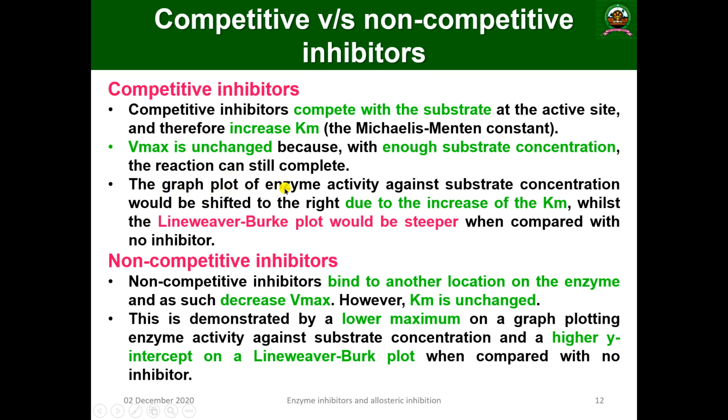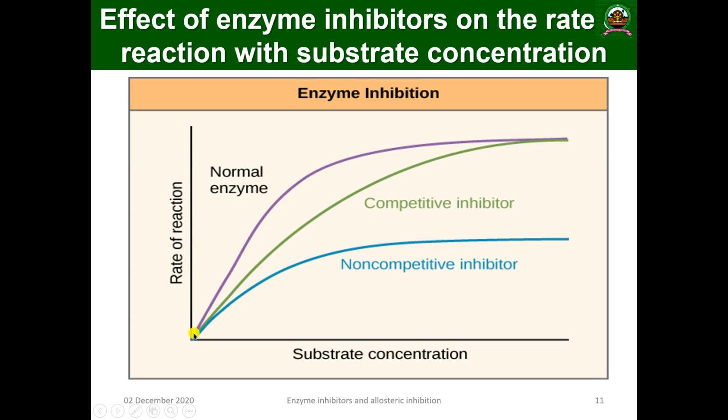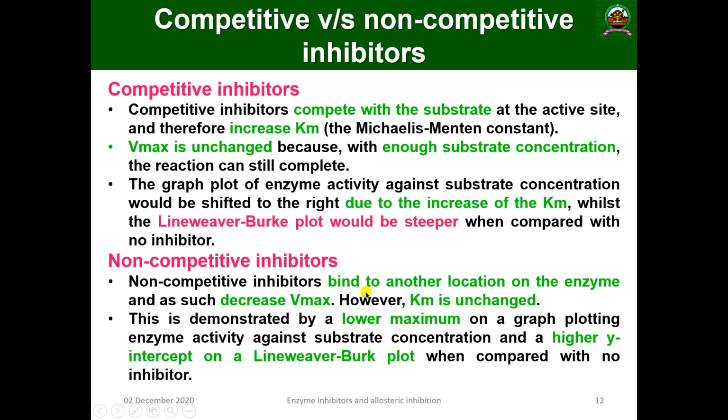The graph plotting enzyme activity against substrate concentration will be shifted to the right due to the increase in Km, while the Lineweaver-Burk plot will have a steeper slope compared to the non-inhibitor. We will discuss the Lineweaver-Burk plot later. In conventional enzymatic activity, it goes like this, almost similar to the normal enzymatic reaction.